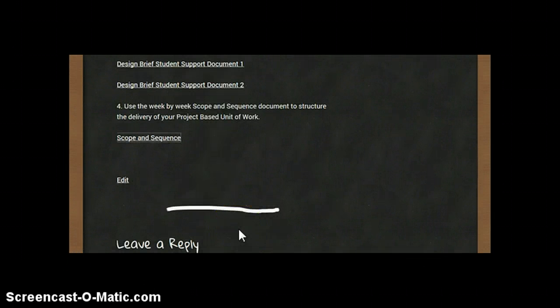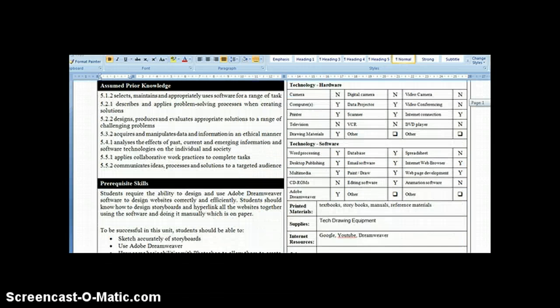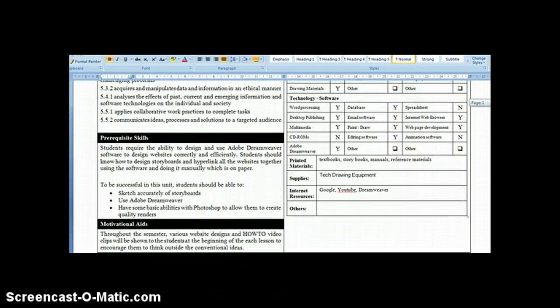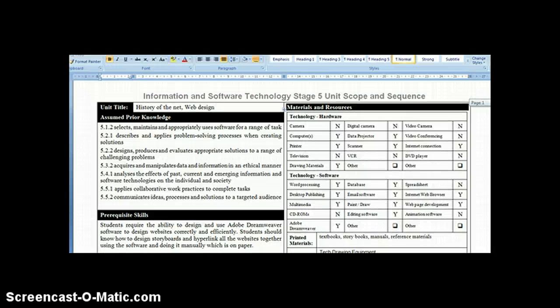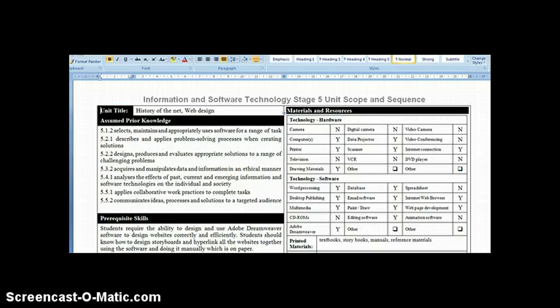Lastly, we had to use the week-by-week scope and sequence document to structure the delivery of our project-based unit of work. By doing this, we assume the prior knowledge that the students need to achieve, the prerequisite skills that students need to have, and the materials and resources that were required in order to complete the unit titled History of the Net Web Design activity.